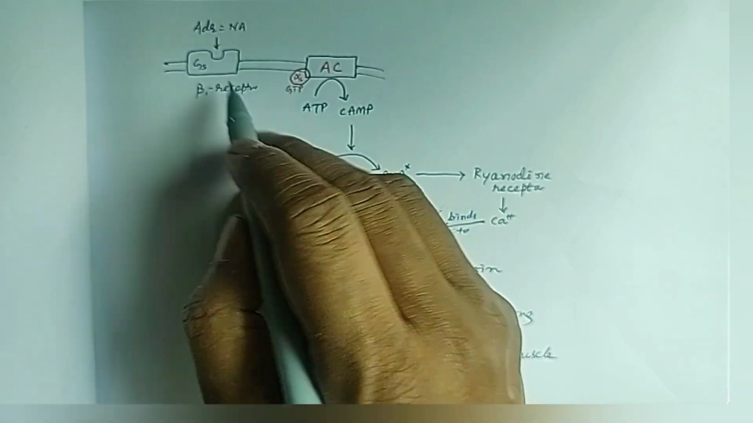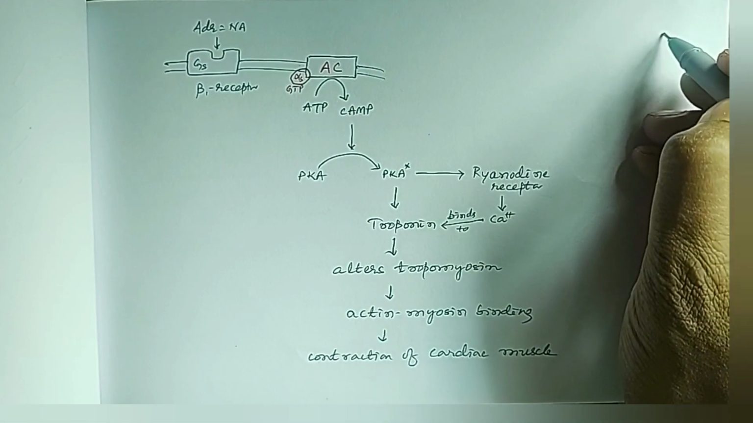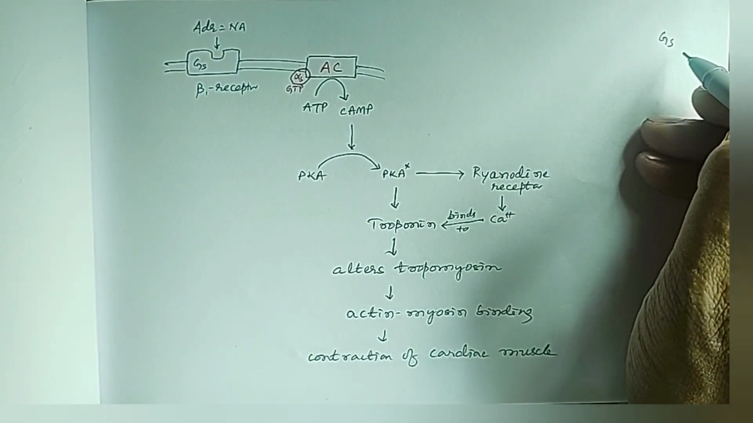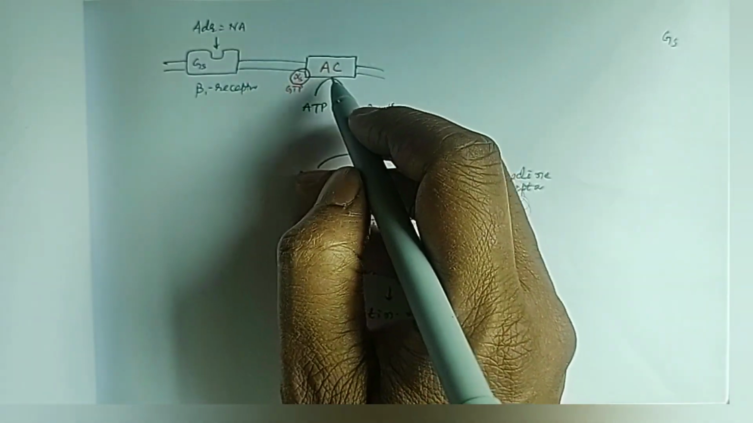Today we'll study beta-1 adrenergic receptor, where both adrenaline and noradrenaline can act as agonists. So beta-1 adrenergic receptor is a G protein coupled receptor, a type of GS. S for stimulatory, and the effector is adenylate cyclase, so it will activate adenylate cyclase.